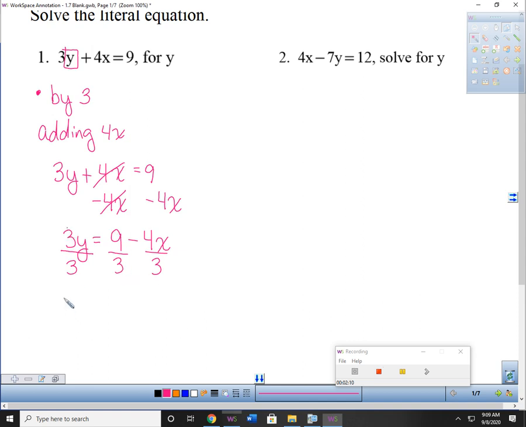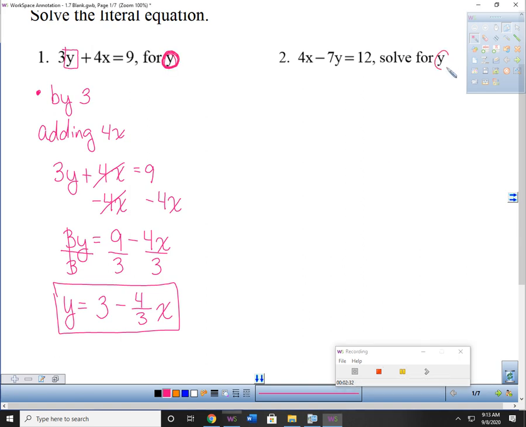So this one cancels, so y is equal to, what's 9 divided by 3? 3 minus 4. I don't like the x on top, so I'm just going to stick it on the side. So 4/3 x. And that is your answer.